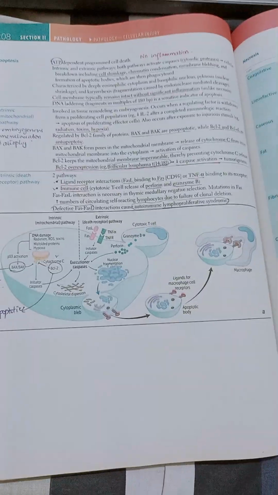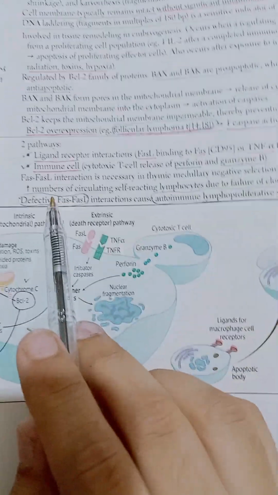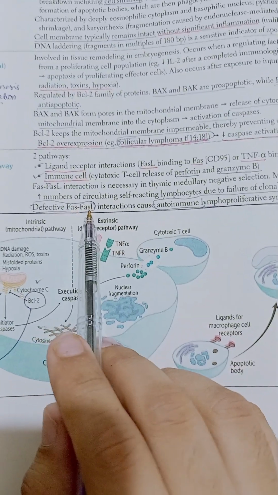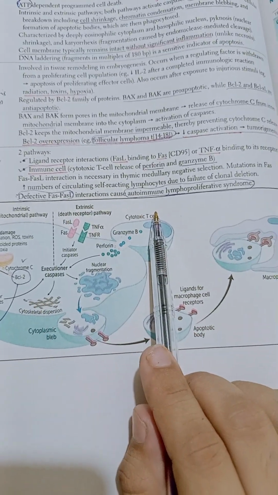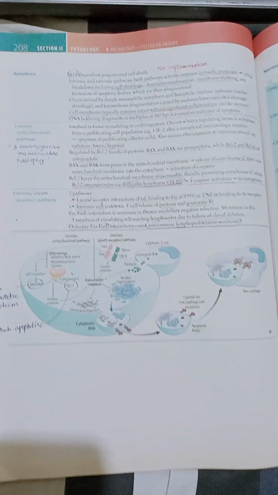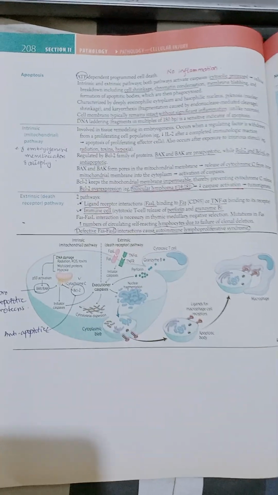You have to remember all these points, and overexpression or defective Fas to Fas ligand linkage or interactions will cause autoimmune lymphoproliferative syndrome. So this was all about this page, and we are covering USMLE Step 1 step by step, page by page. Thank you so much.